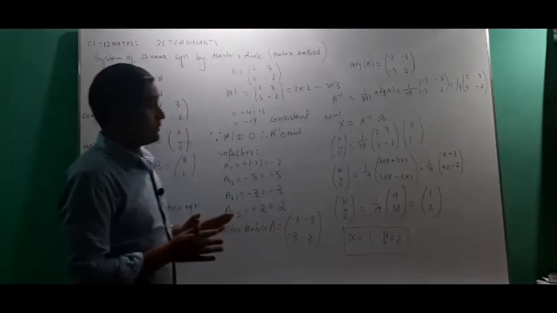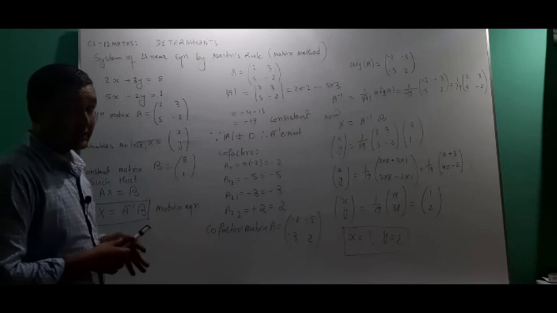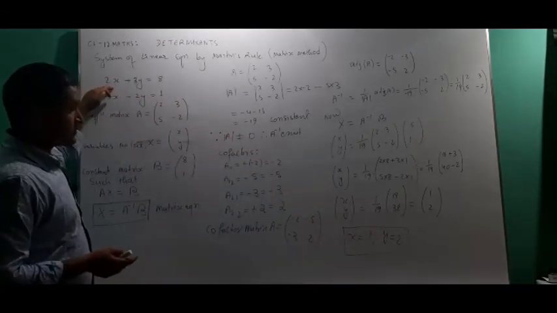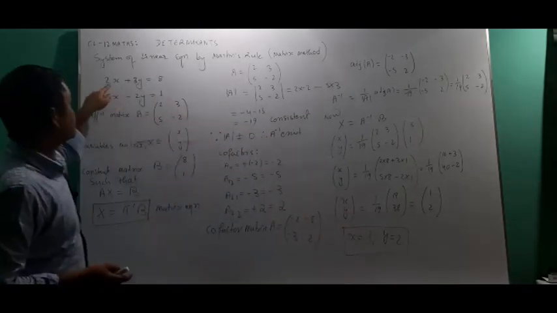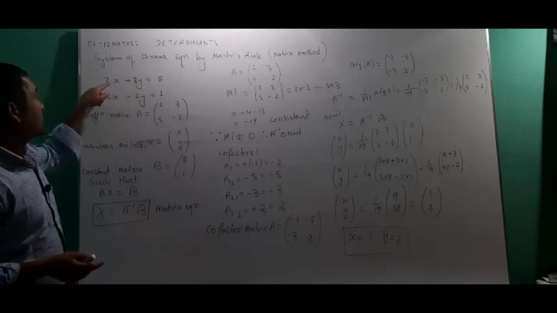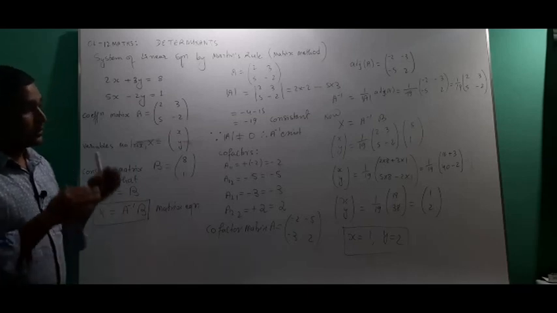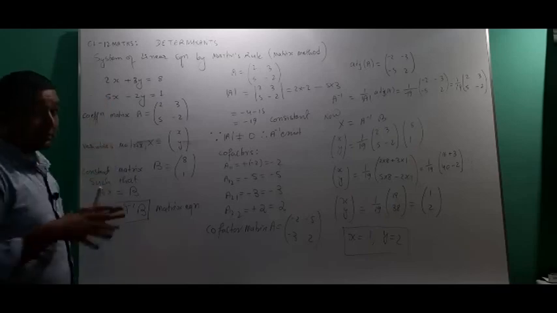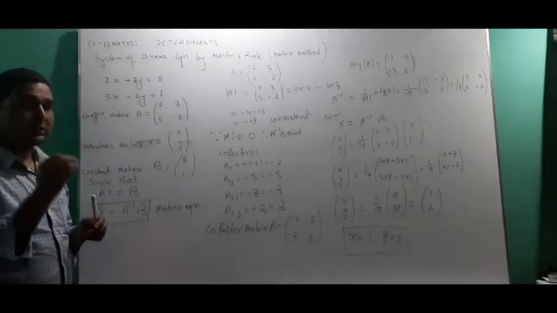After getting the values, if you have a doubt whether this answer is right or wrong, take this answer and substitute it in any one of the equations. Suppose we substitute here, x equals 1, y equals 2. x is 1, 2 1s are 2, y equals 2, 3 2s are 6, 2 plus 6 is 8. That means this answer is right. After solving, if you have a doubt, put these values in any one of the equations. While substituting the values, use the simpler equation.